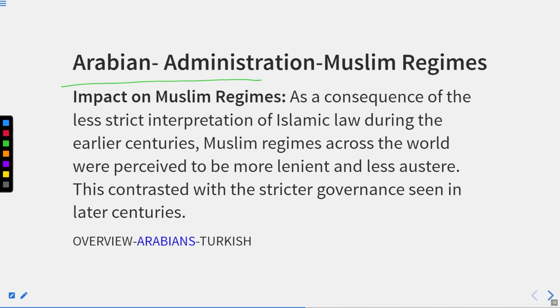Thereafter, impact on Muslim regimes. As a consequence of less strict interpretation of Islamic laws during the early centuries, Muslim regimes across the world were perceived to be more lenient and less austere. This contrasted with the stricter governance seen in later centuries.